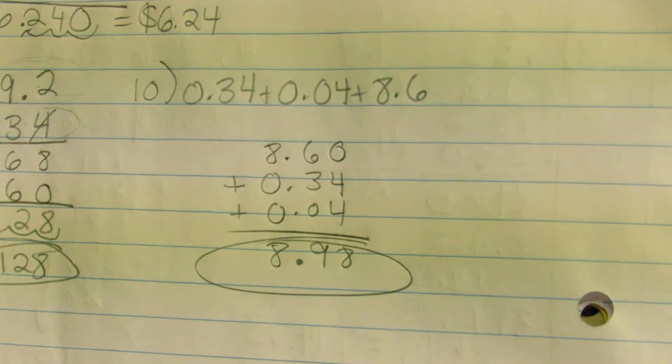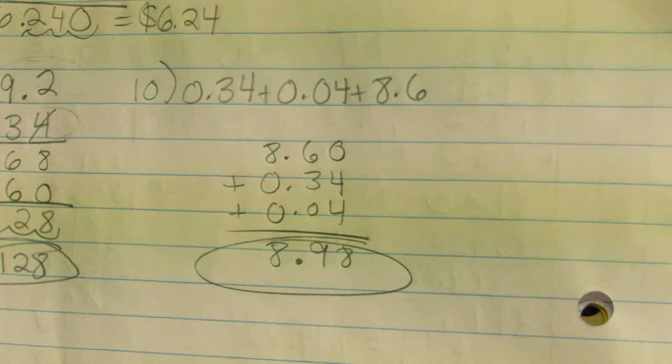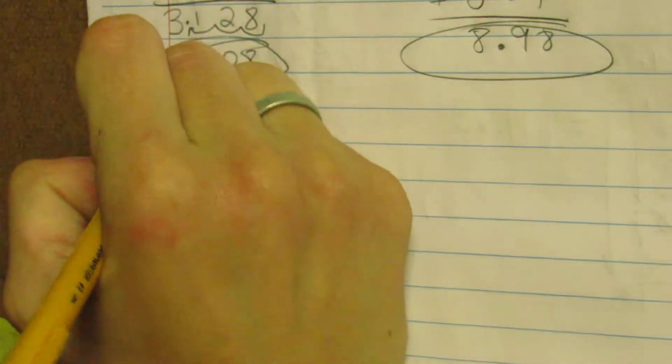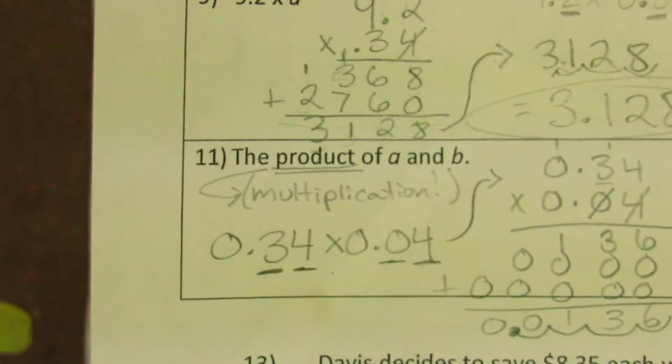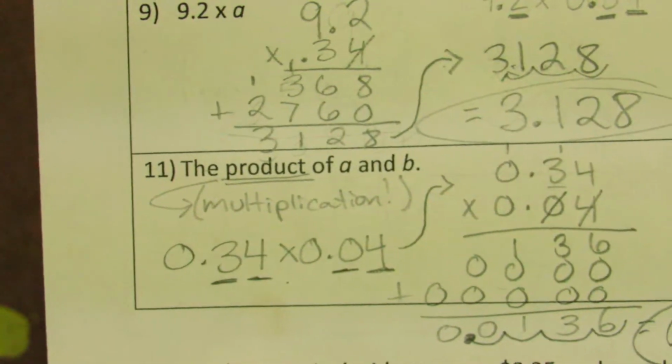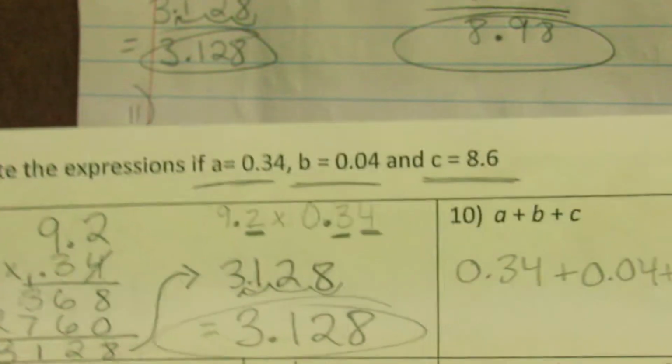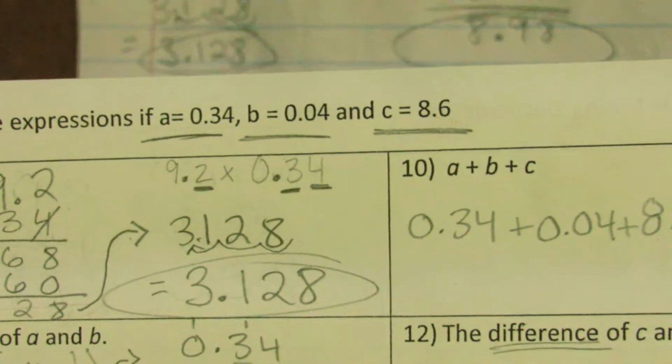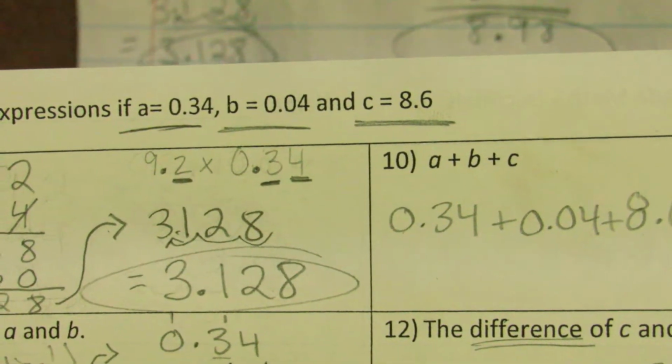Alright. So number 11. Number 11 says the product of A and B. Now the product actually means multiplication. So let's go back up here and look for A. A is 0.34 and B is 0.04. So I'm going to set that up.